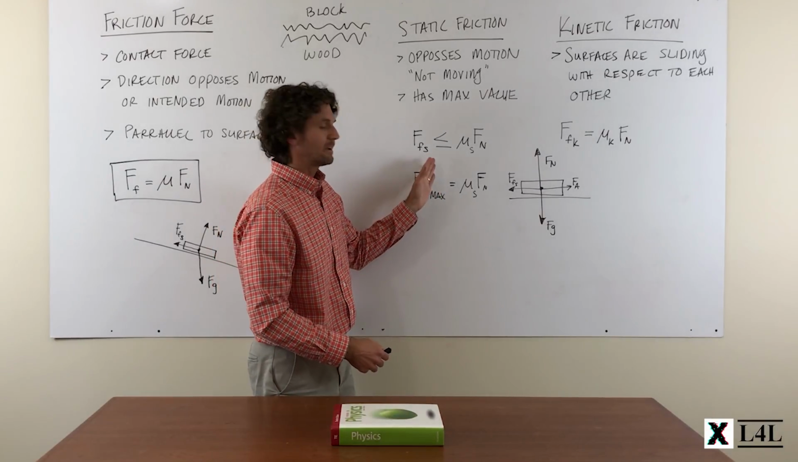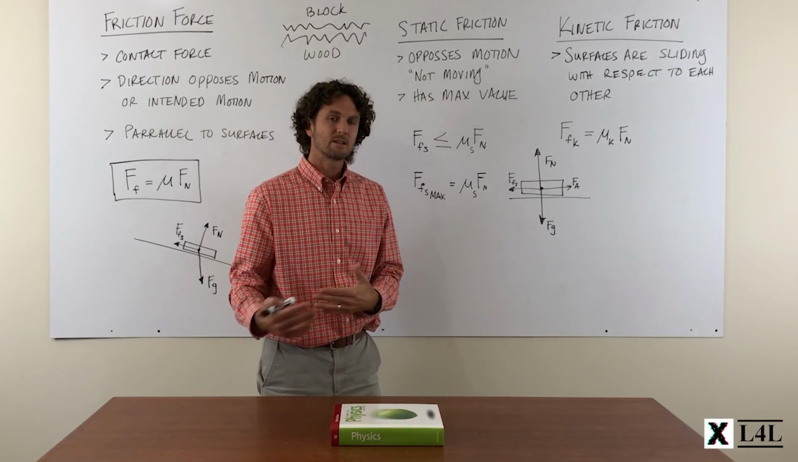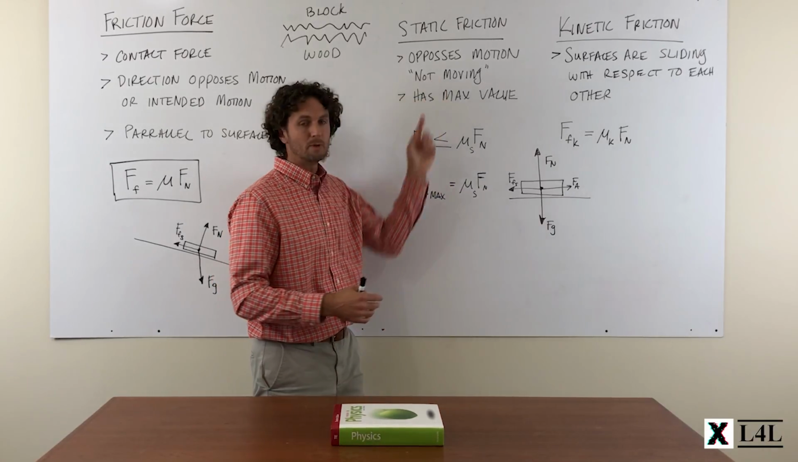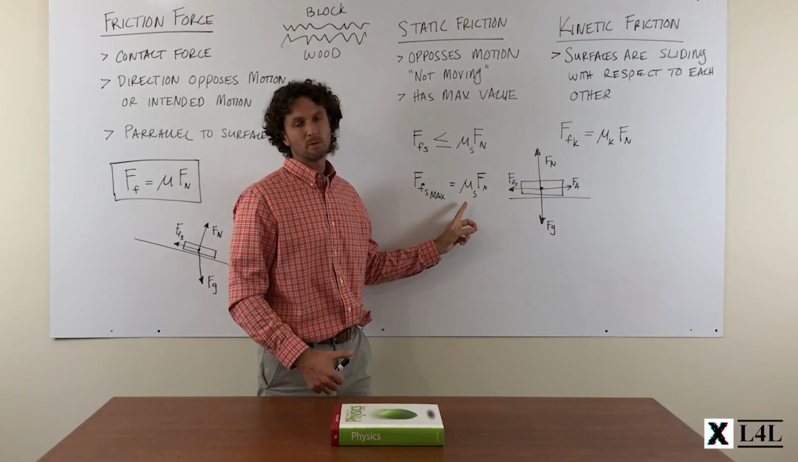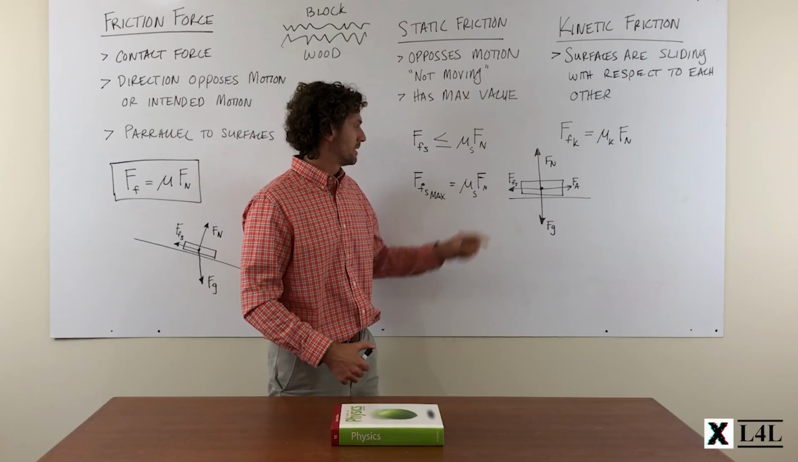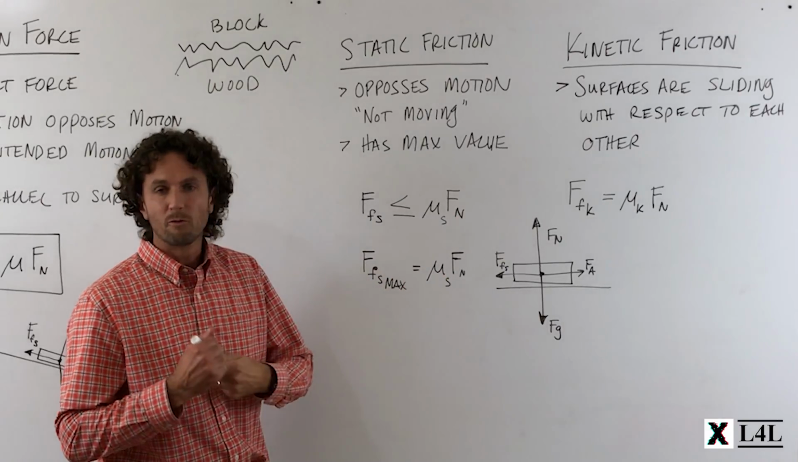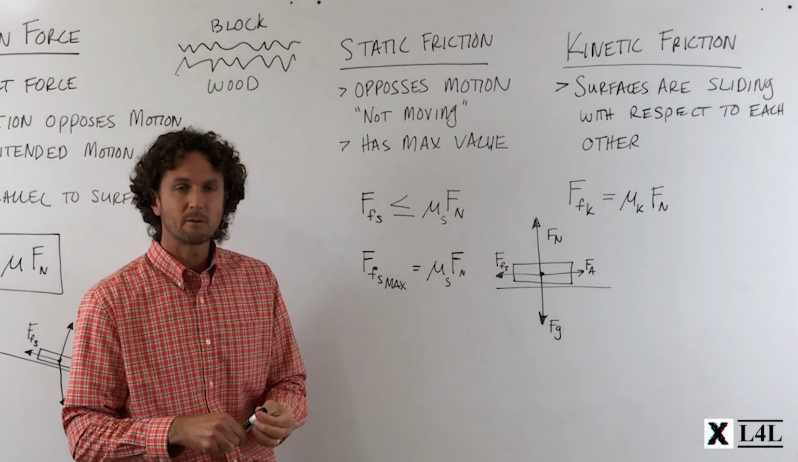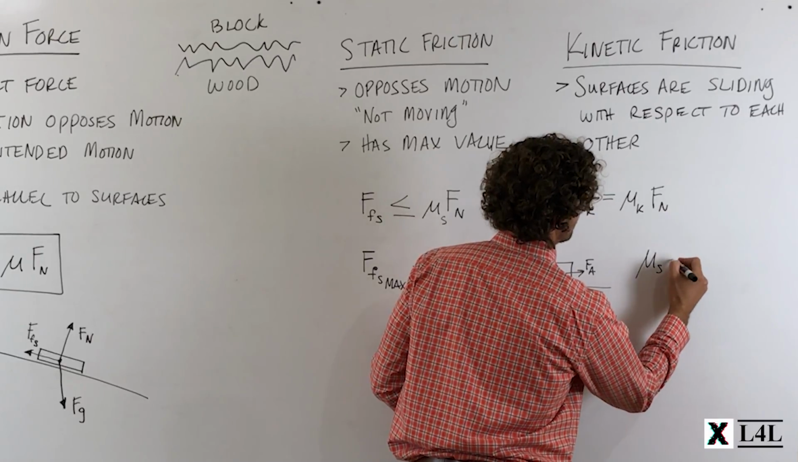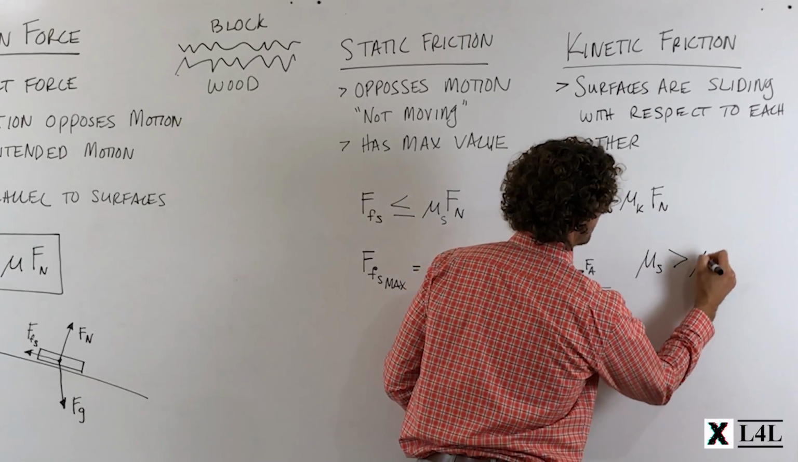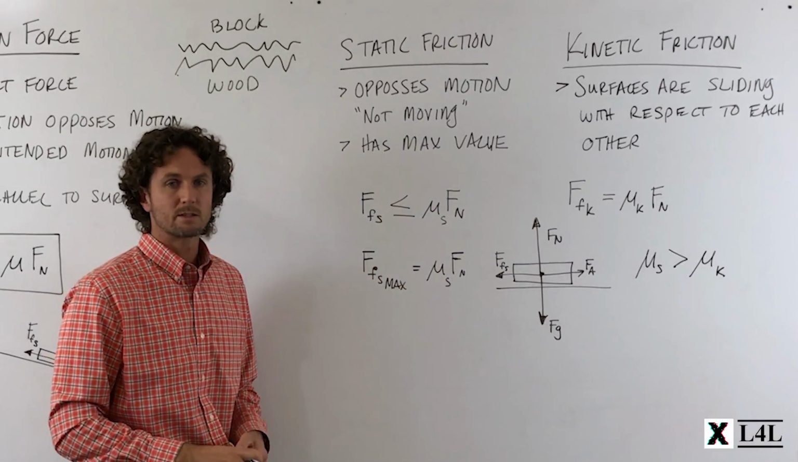So the static friction force only pushes back as much as is necessary to resist movement up to its maximum level of static friction, which again would be the coefficient of static friction times the normal force. Just to reiterate, for the same two surfaces that are in contact with each other, the static coefficient of friction is always going to be greater than the kinetic coefficient of friction for those two objects.